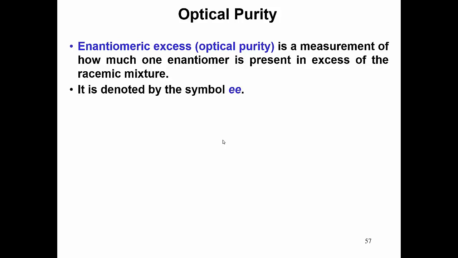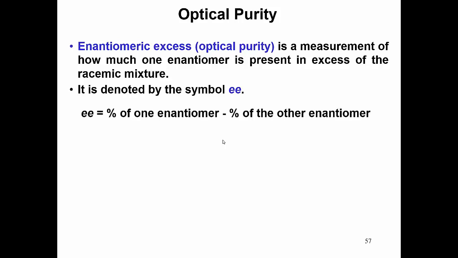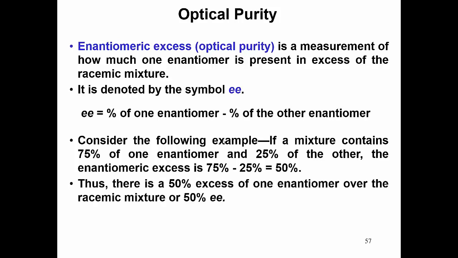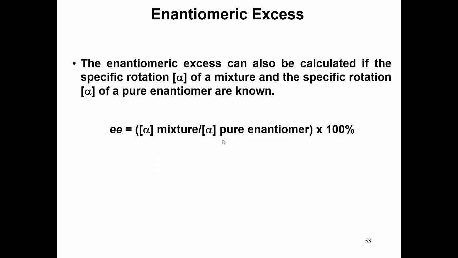Now, how much of one enantiomer is present in excess of another, if there's a mixture, is called enantiomeric excess. And the symbol there, no surprise, is EE, and EE equals the percent of one enantiomer minus the percent of the other enantiomer. So let's say you have 75% of the R and 25% of the S in a mixture. The excess is 50. Okay, I hope that was simple enough math. There's a 50% excess. The EE is 50%.